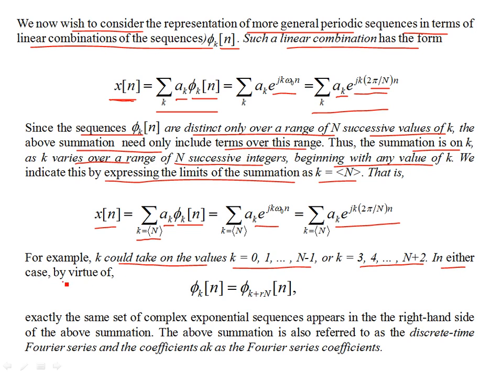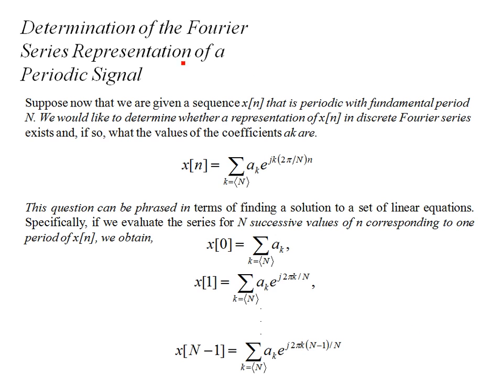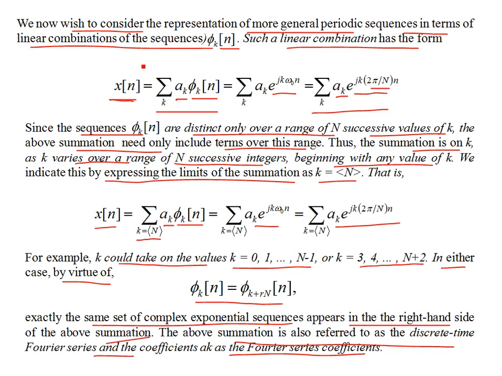In either case, by virtue of phi k of n being a periodic complex exponential, you only need to consider a finite number of harmonically related complex exponentials. And x of n is being represented by a linear combination of such harmonically related exponentials with their corresponding strengths a k. This is the definition of the Fourier series. Exactly the same set of complex exponential sequences appears on the right hand side of the above summation, which is referred to as the discrete time Fourier series, and the coefficients a k are the Fourier series coefficients.